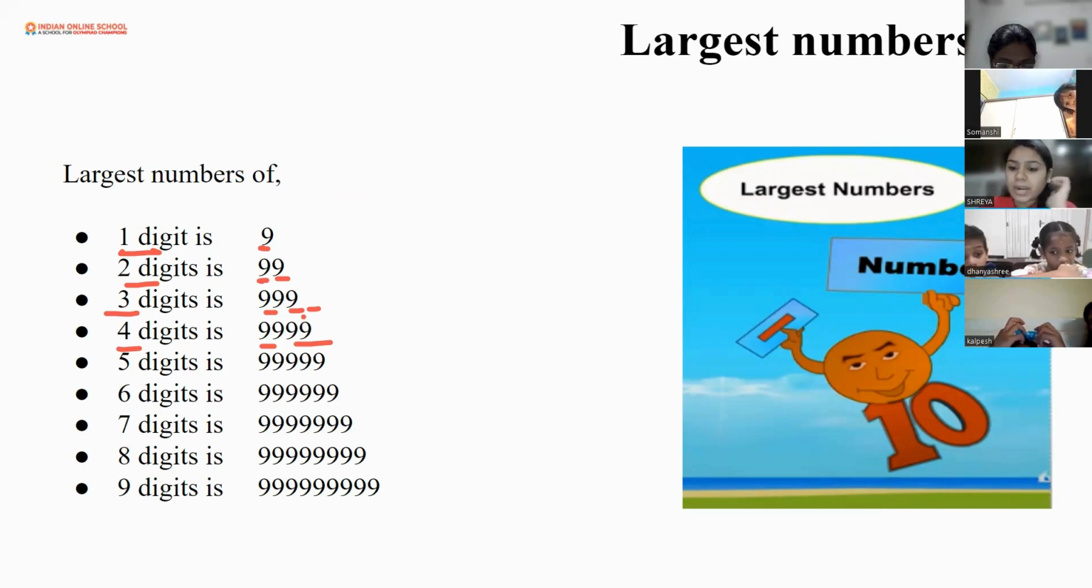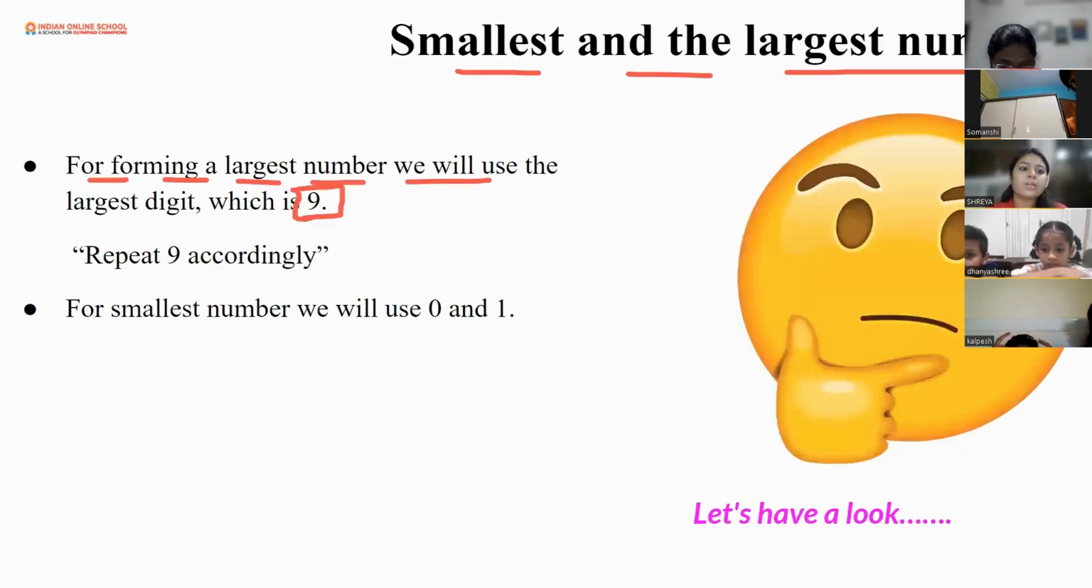What's the rule for writing largest numbers, Kalpesh? 9. You use 9 repeatedly. 9 is on repetition mode. And how do you decide how many 9s to write? Depending on the number of digits required. Okay, all of you? Okay, ma'am. Very good.